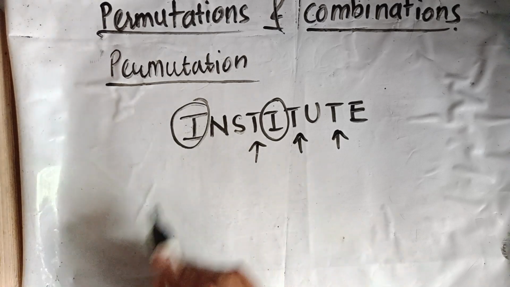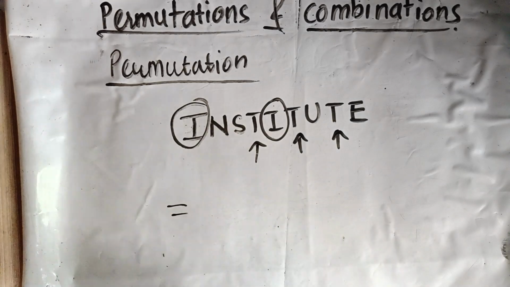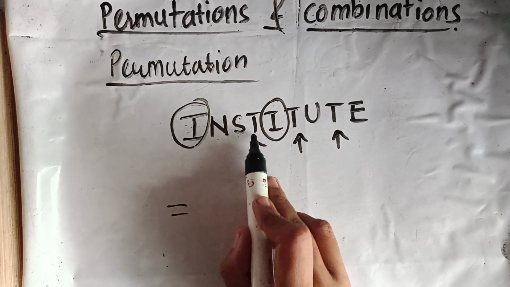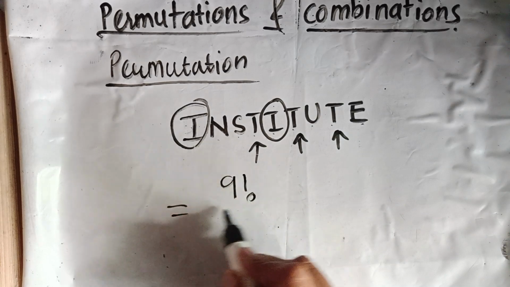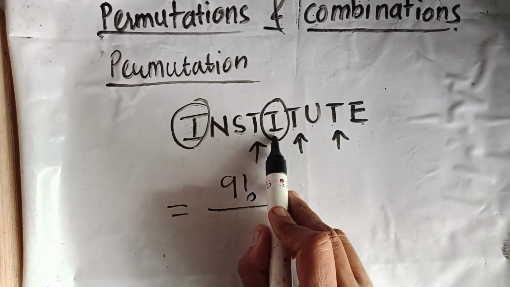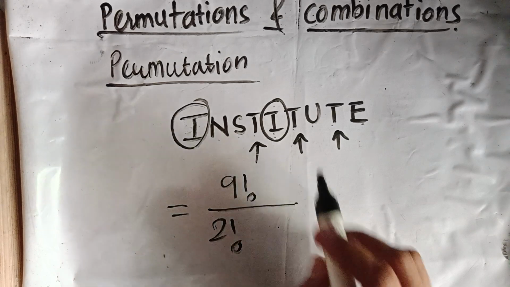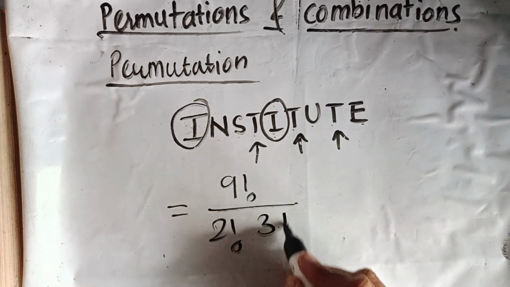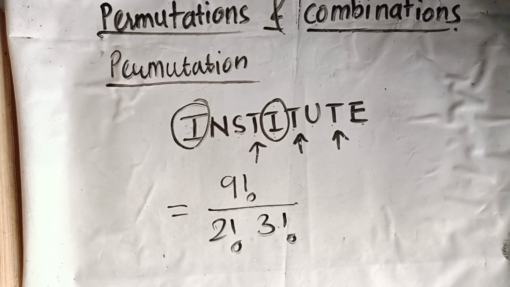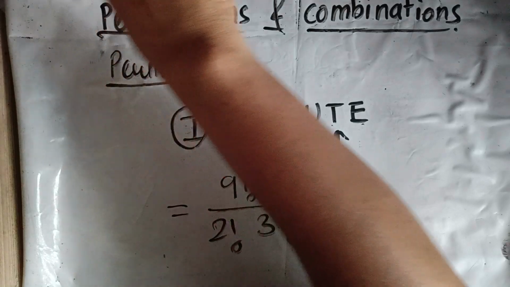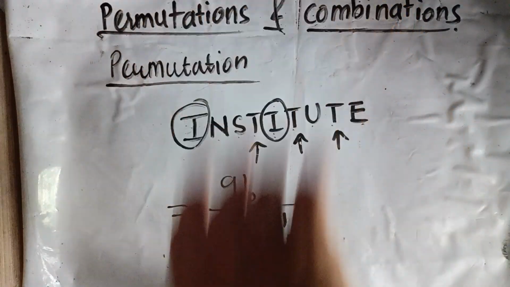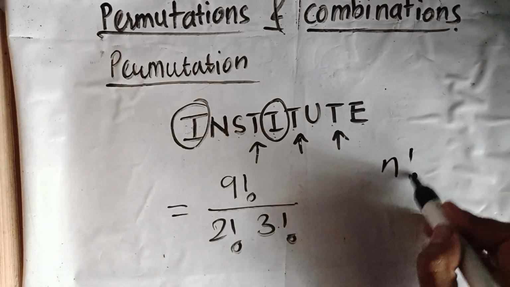So here the permutation will be what? You take the total number, 1, 2, 3, 4, 5, 6, 7, 8, 9, upon I is 2 times, so 2 factorial, and T is 3 times, 3 factorial. So this is the theorem: the number of permutations of n objects where p objects are of the same kind and the rest are all different is n factorial upon p factorial.